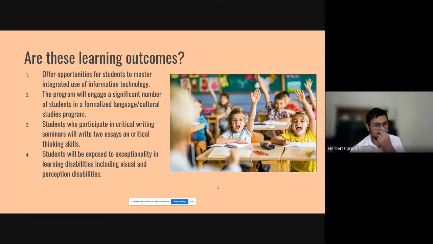For example, sabi dito, offer opportunities for students to master integrated use of information technology. So it pertains to a program offering an opportunity for students. The program will engage a significant number. That's a program. The critical thinking seminar is a program. Exposing students, the word expose as a verb is not a measurable learning outcome.